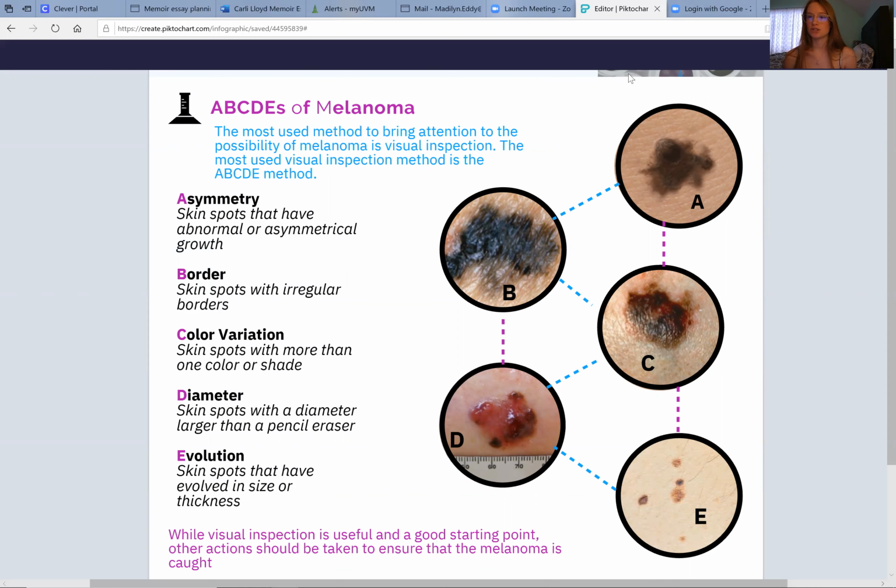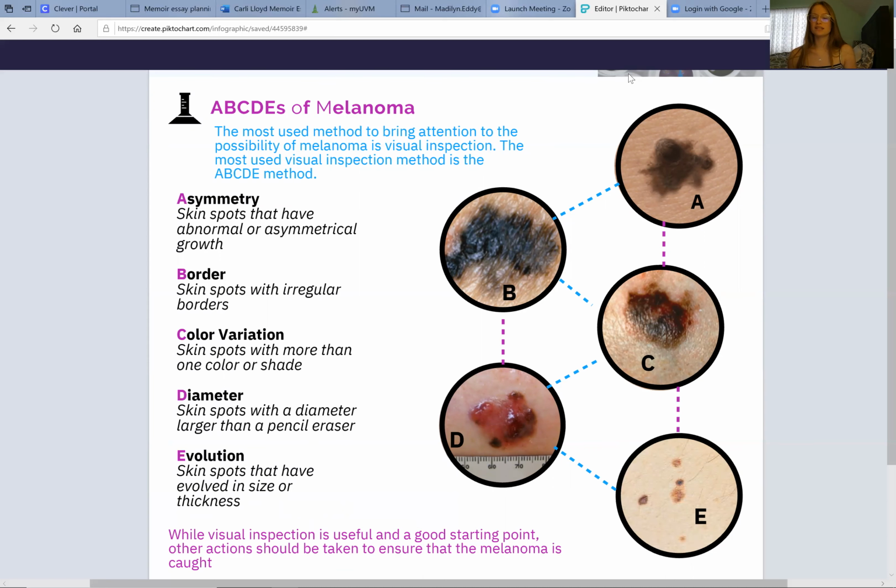A stands for asymmetry, which you are looking for skin spots that have abnormal or asymmetric growth to them. For B, you're looking for irregular borders that aren't like the rest of the moles on your skin. For C, you're looking for color variation, whether that's more than one color or a shade of the same color. And then diameter, you're looking for skin spots that have roughly the size larger than a pencil eraser, which is around 6 millimeters. And then for evolution, you're looking at skin spots that have evolved in size or thickness. And in order to bring attention to that last one, you do need to do this often.